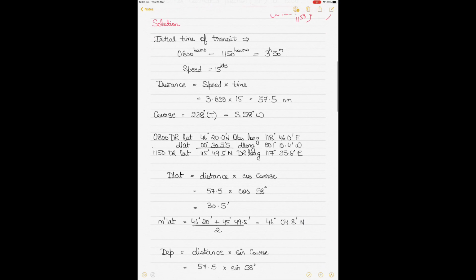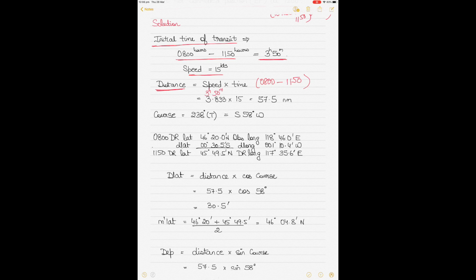As I was explaining in the question, your initial time of transit from 8 o'clock to 11:50 hours is 3 hours and 50 minutes. 8 o'clock was the morning sight, 11:50 is the meridian passage time of sight. And you are doing a speed of 15 knots. That means your distance traveled from 8 o'clock to 11:50 is speed into time. Speed was 15 knots and time is 3.833. What is 3.833? That means 3 hours and 50 minutes.